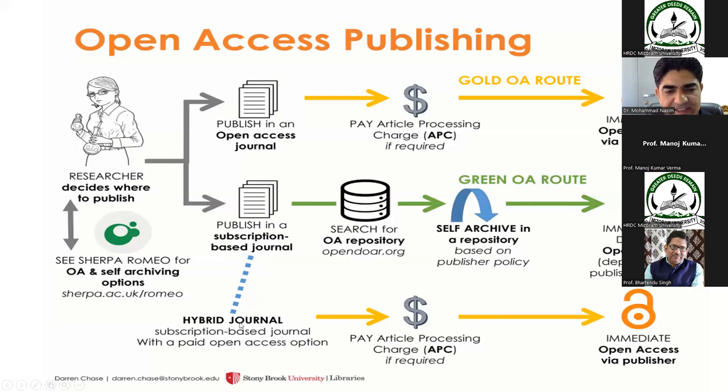The third option is the hybrid option, a hybrid journal, which is a subscription-based journal with paid open access options. This is a subscription-based journal, but the option is given: if you pay APC, then your article will be published in the open access domain. We have already discussed that, so no need to discuss it here again.